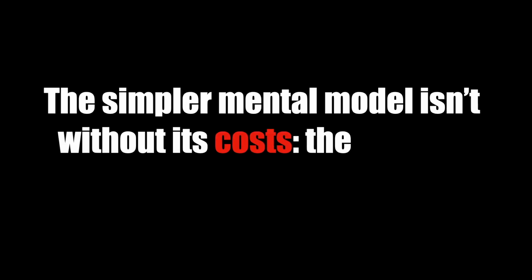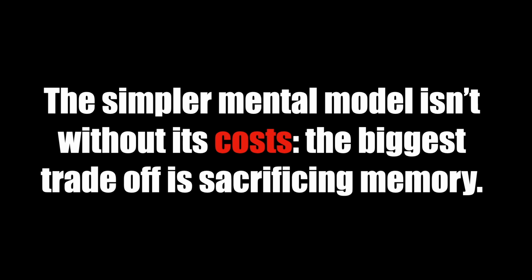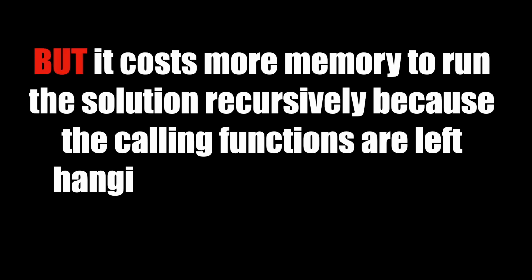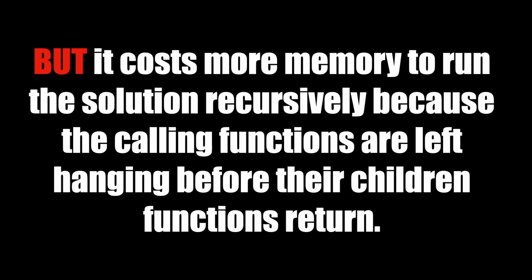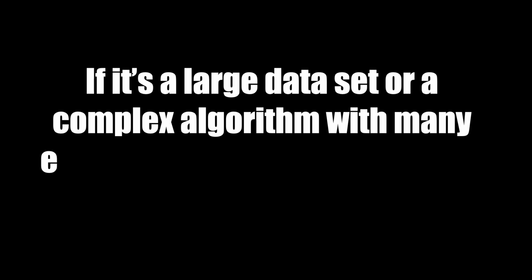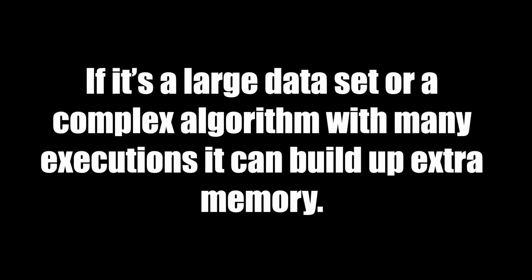Trade-offs. The simpler mental model isn't without its costs. The biggest trade-off is sacrificing memory. It's often easier to think through a problem recursively where it applies, trees and graphs, etc. But it costs more memory to run the solution recursively because the calling functions are left hanging before their children functions return. So if it's a large data set or a complex algorithm with many executions, it can build up extra memory. I hope this was a helpful explanation of recursion using real-life examples.